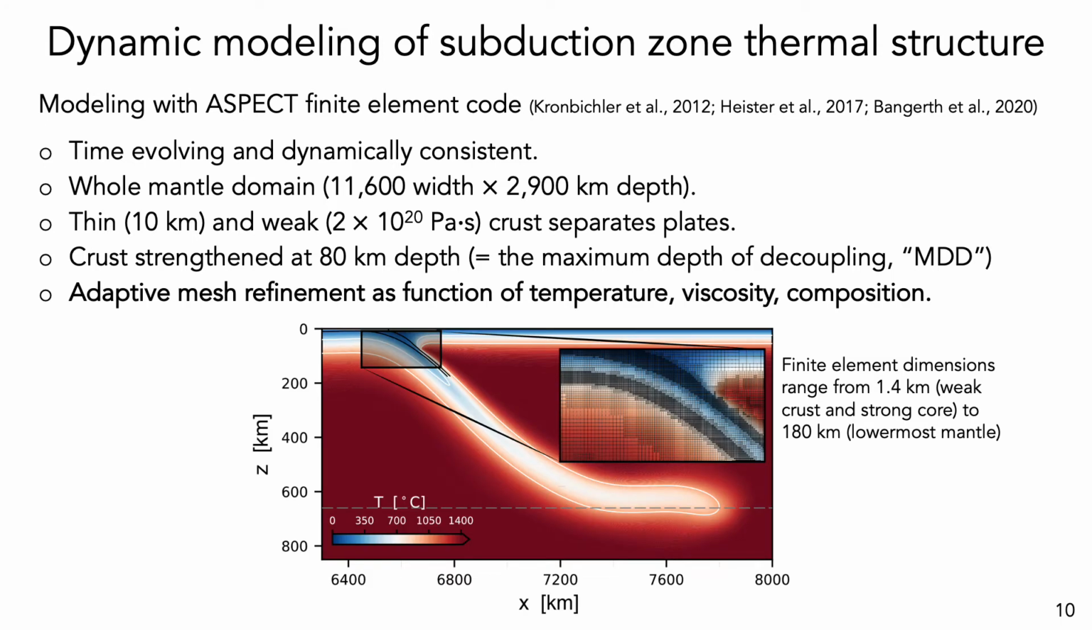Another important aspect of this model, which is a really nice feature of the Aspect code, is adaptive mesh refinement. And this allows us to have really high resolution in our crustal region where we're doing our analysis, but much lower resolution in other regions of the model where there's less going on dynamically.